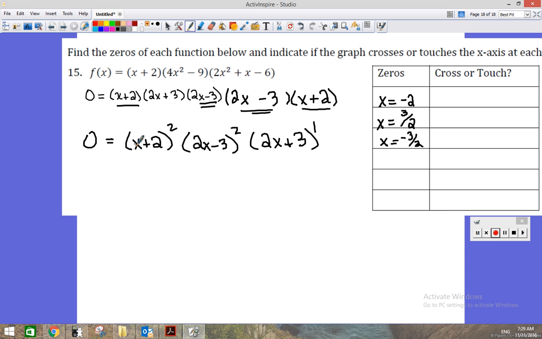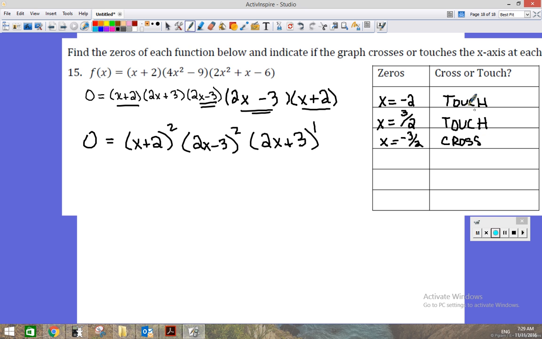And with the factor x plus 2, it has a multiplicity of 2. So we know that that's a touch and turn because it's an even multiplicity. With the 3 halves, its multiplicity is 2, so it's a touch and turn. Here, the multiplicity is odd. The multiplicity is 1, so that's a cross.